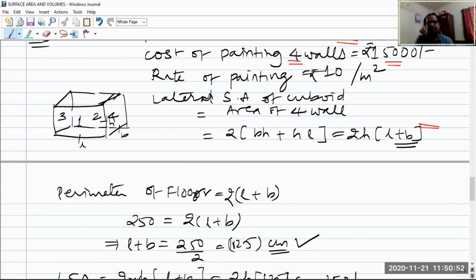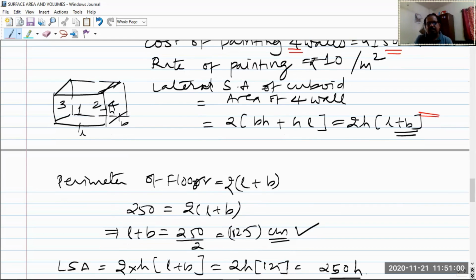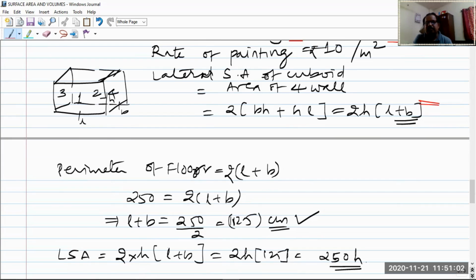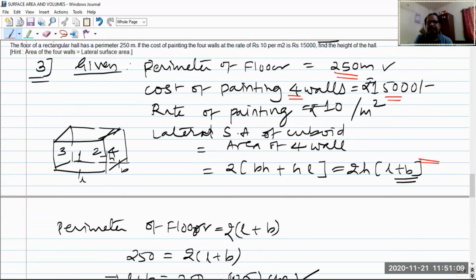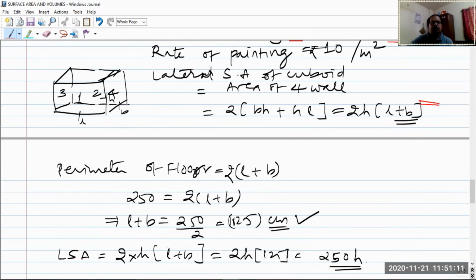So how much is L + B? L + B is kept as it is, and the 2 is taken to the 250, which is divided, and will give us 125 centimeters, right? Is it in centimeter or meter? I think it is in meter, not centimeter, right? So this will be in meters.